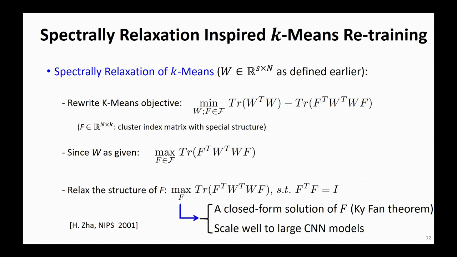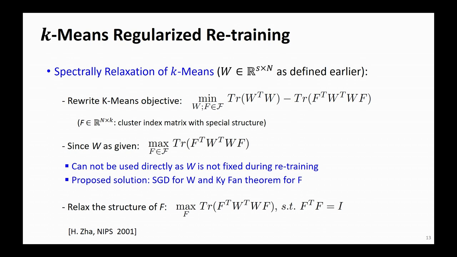And the authors then relax this optimization further to a trace maximization problem by ignoring the special structure of F. Therefore, it ends up with a closed form solution of F. Basically, such spectral relaxation results in the formulation of the sum of squares minimization in k-means becoming a trace maximization problem, which has a closed form solution and can be scaled to large CM models. So in their method, they assume W is fixed. However, W is no longer a fixed variable during the training.